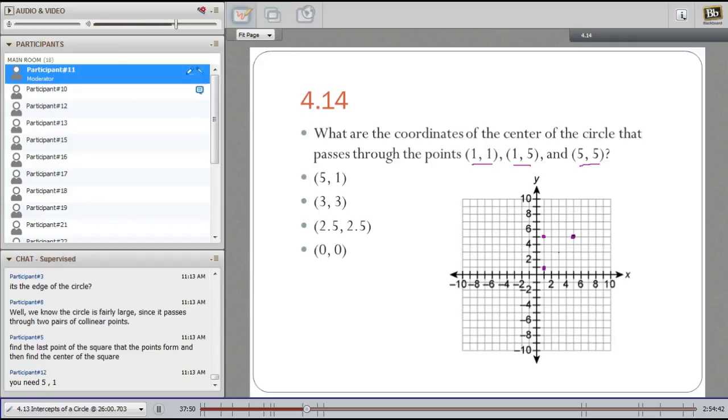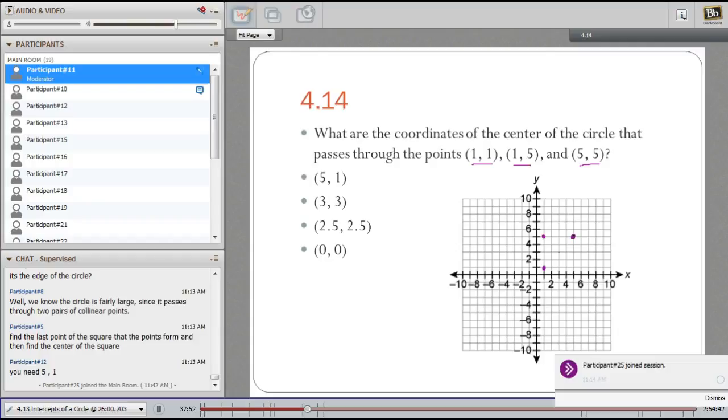So let's see. Let me see if I can draw a circle here to get it to match up. This is a little challenging. Oh, not too bad for my first try. Still a little off. Not too bad, right? Okay, that gives you a little bit more of a visual there.